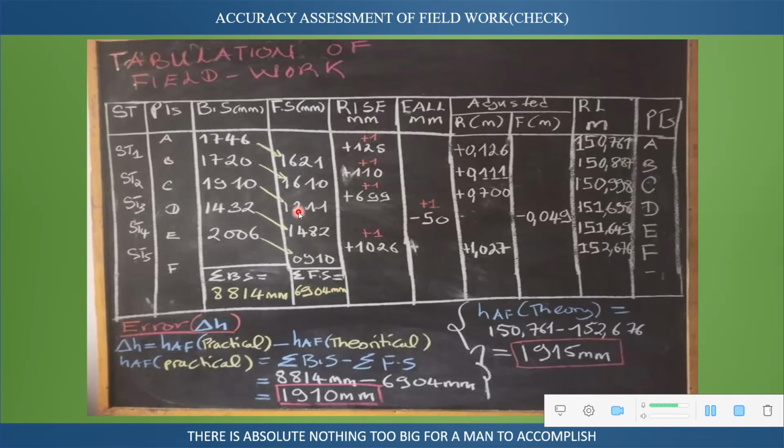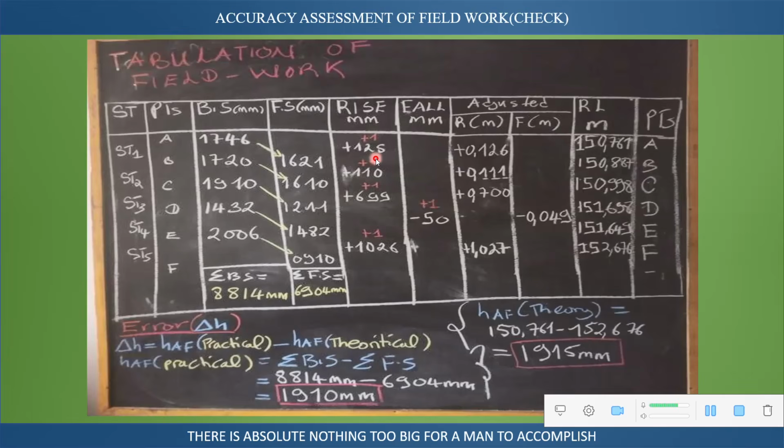Of course, we know that we are using the rise and fall method. We know that to calculate the height of each point, we can take backsight minus foresight. Let's say we want to know the height of point B. We take the backsight minus foresight. It's going to give us the height difference between A and B. Knowing the height difference between A and B, we can now calculate the height of point B, isn't it? Because we already know the height of A. HA was given at 150.761. We can now take 150.761 plus the height difference, which is 0.125, isn't it?